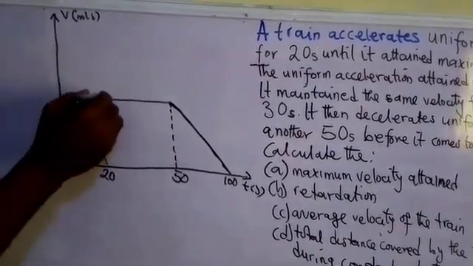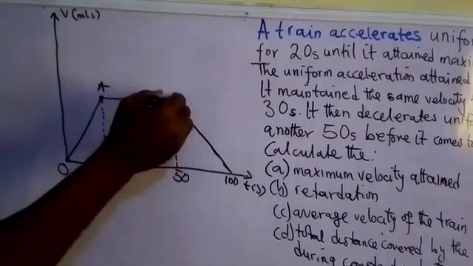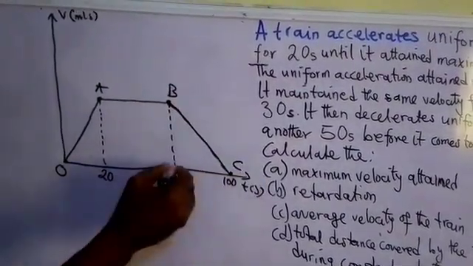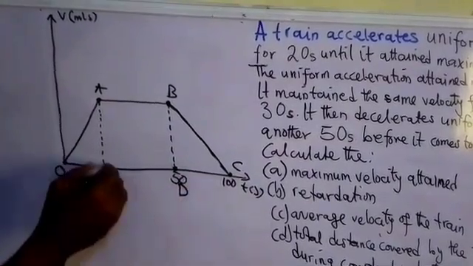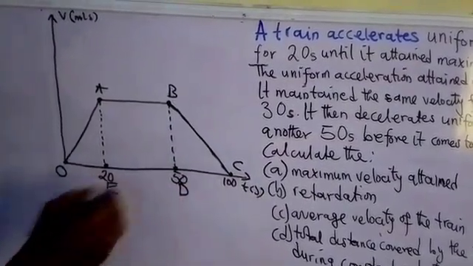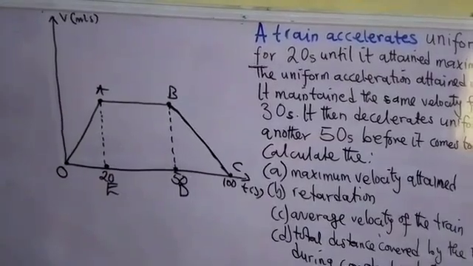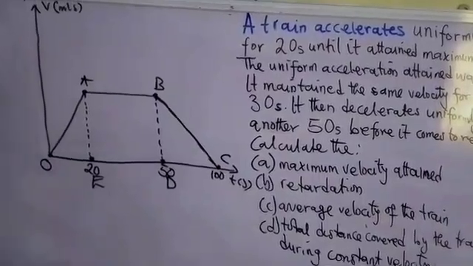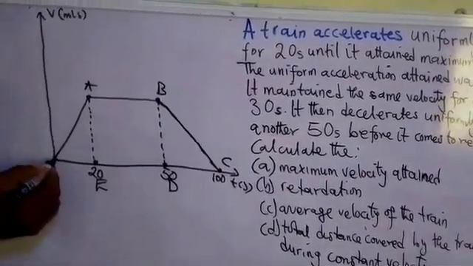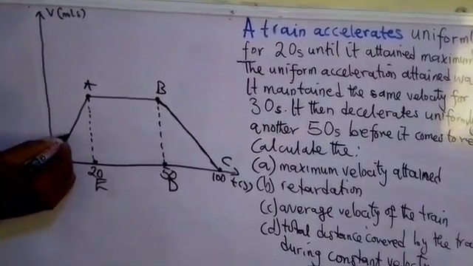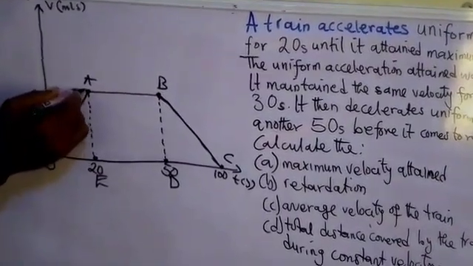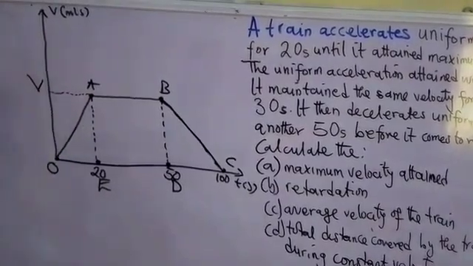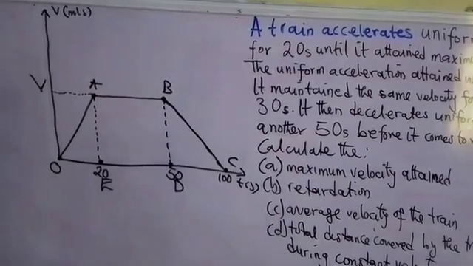One of the things I encourage learners to do is label this graph. All these points, put letters. It will help you to describe what you are going to do next. The first question says calculate the maximum velocity attained. What is the maximum velocity? Velocity here was 0. As this line goes up, velocity keeps increasing until a maximum value. We don't know that. That's what we're asked to find.